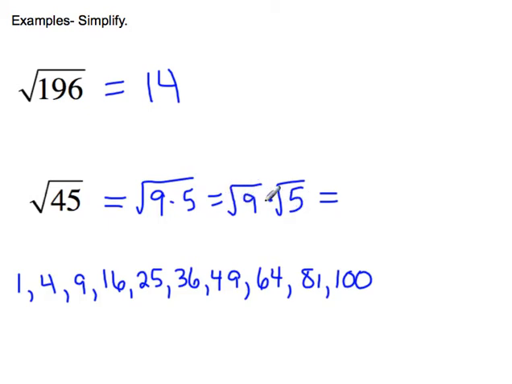Now, the square root of 9 is 3. So I'm just going to rewrite square root 9 as 3, but then I have the square root of 5 left. So that would be the simplified form of that radical. There are no other perfect squares other than 1 that go into 5. So that is simplified.